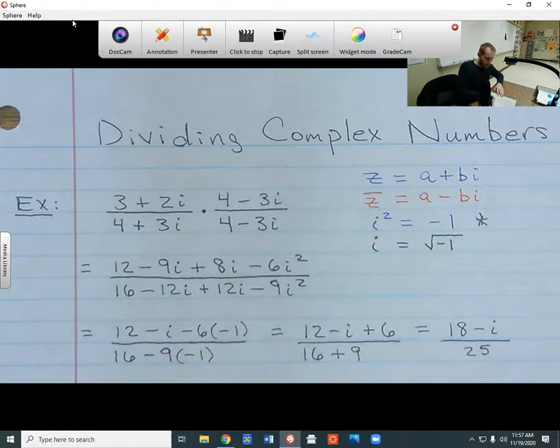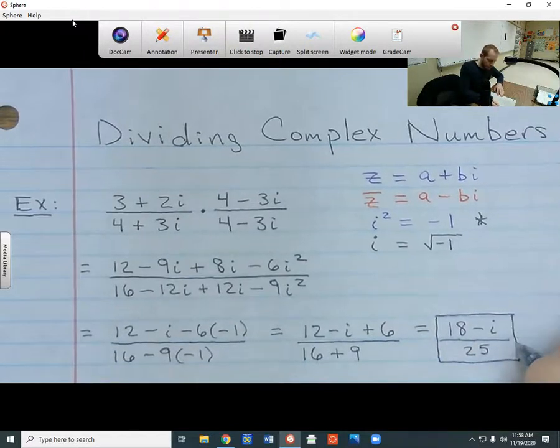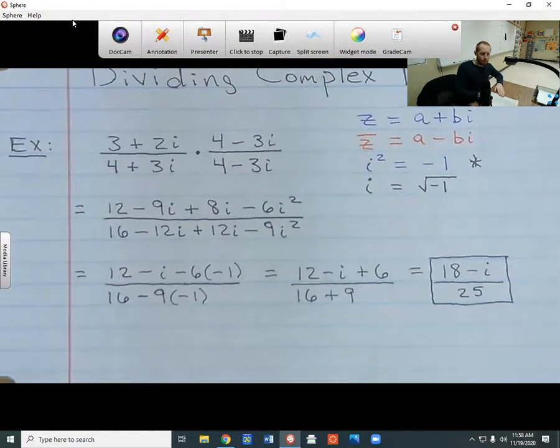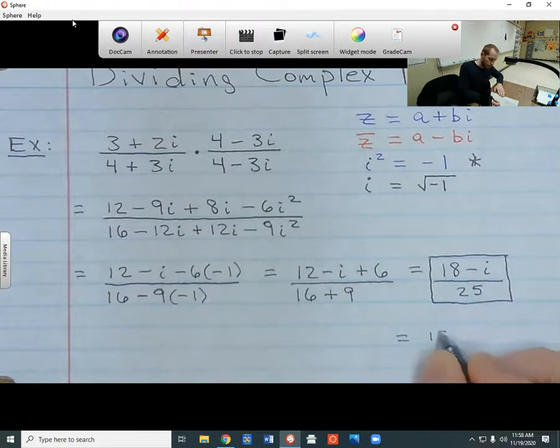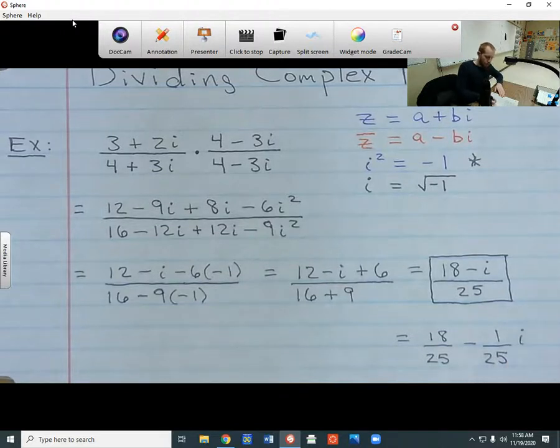I can leave my answer like this, or I can break it apart into two different fractions. I can also write it as 18 over 25, and then negative i over 25. So I'm going to have minus 1 over 25 times i. I could also write my answer like this, and it would also be acceptable. I'm going to put a box around that.